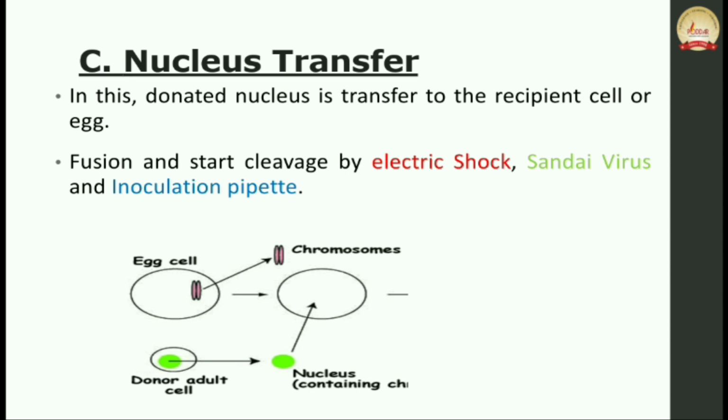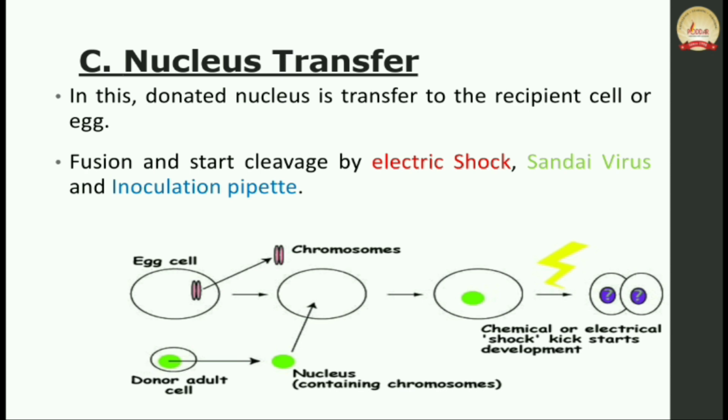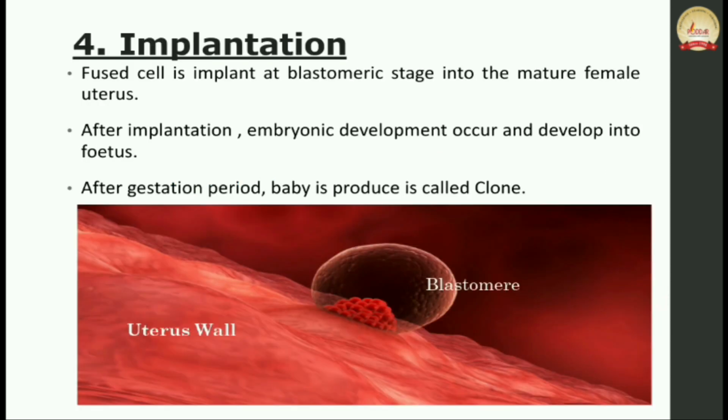From the donor adult cell we select the nucleus and fuse the two with an electric shock, and they start their cleavage. After the cleavage is complete, they form the blastomere, and these blastomeres are ready to implant in the uterus wall. This process is called implantation. Fourth point is implantation. The fused cell is implanted at the blastomeric stage into the uterus of a mature female. After the implantation, embryonic development occurs and it develops into a fetus. After the gestation period, the baby is produced. It is called a clone.